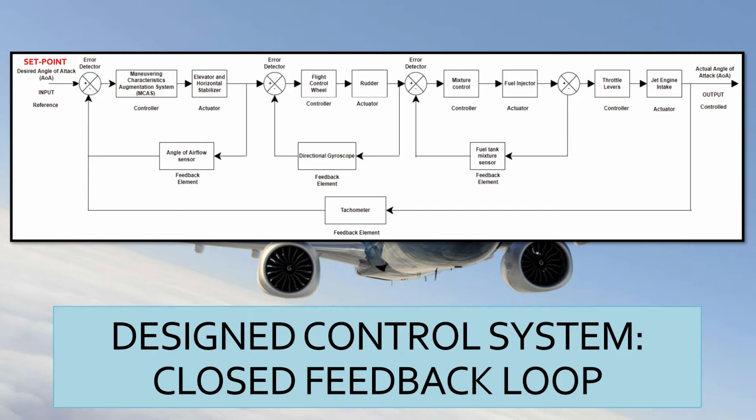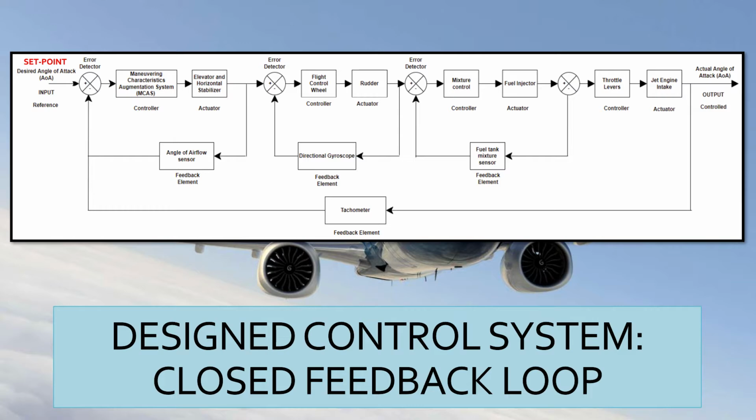Next, the flight control wheel is the controller that controls the rudder. The rudder is for the aeroplane to fly in a specific direction. When the direction of the aeroplane is not in the desired direction, the directional gyroscope will send a signal to the flight control wheel to adjust the rudder.